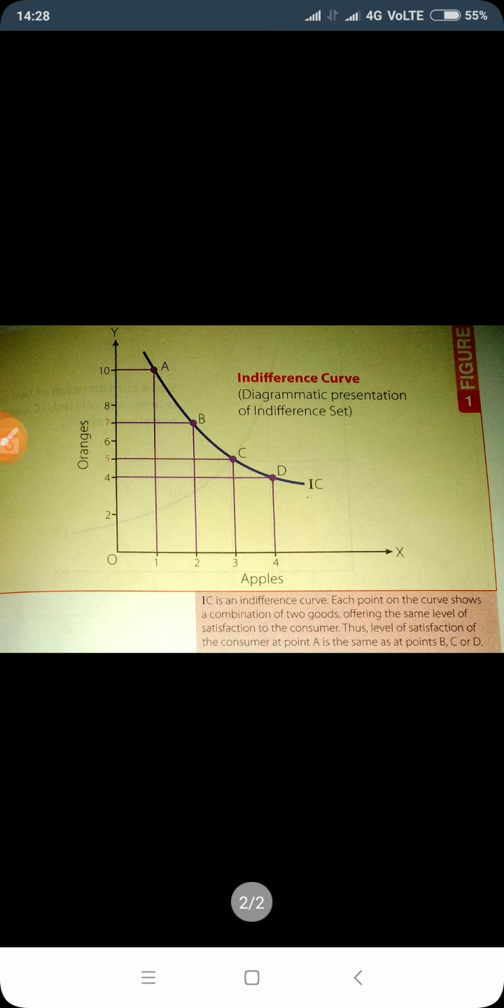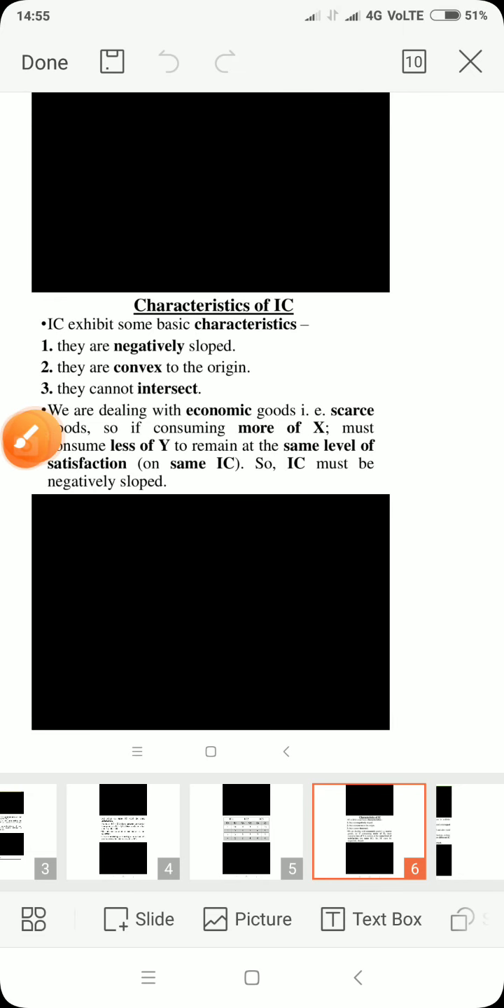Why so? Because his demand for one of the products can never be zero. Clear? That is why it can't touch the x-axis or the y-axis. So what are the characteristics of the indifference curve? They are negatively sloped, that means they are downward sloping. They are convex to the origin, and they cannot intersect. Intersect means they can't overlap each other.